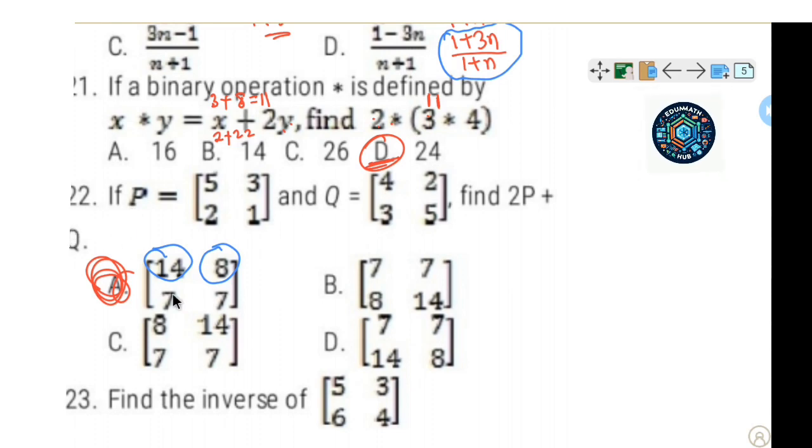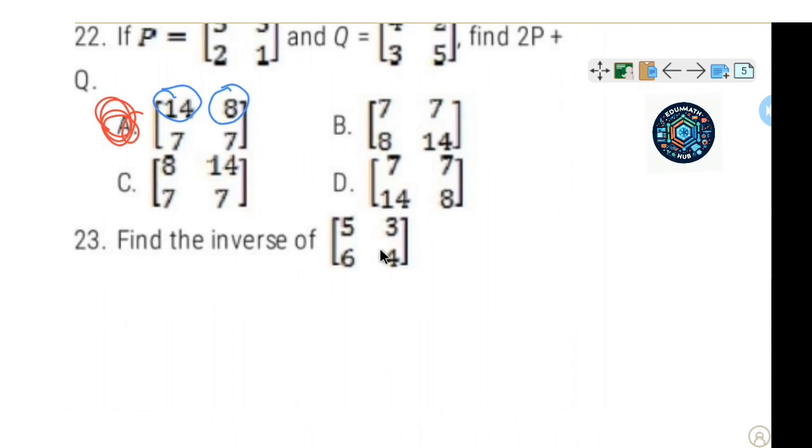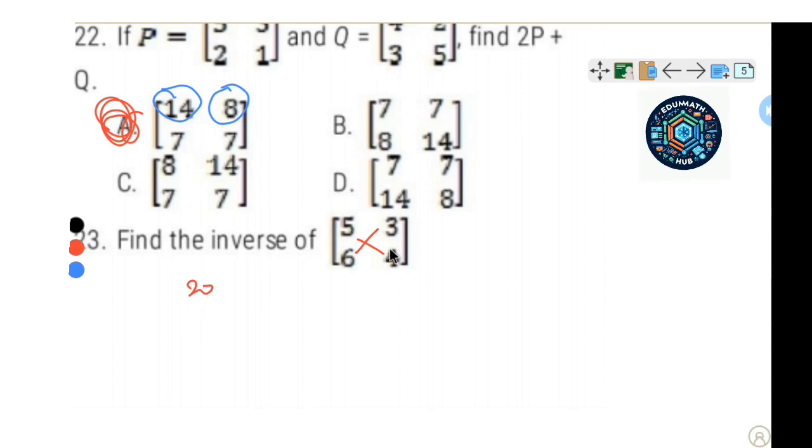Then the next one, you have to find the inverse of this matrix. Before you find the inverse, you have to find the determinant first. To find the determinant, you multiply like this and subtract like this. So 4 times 5 gives you 20. Then 3 times 6 gives you 18. So 20 minus 18 gives you 2. So the determinant is 2. Don't forget, the determinant is 2.